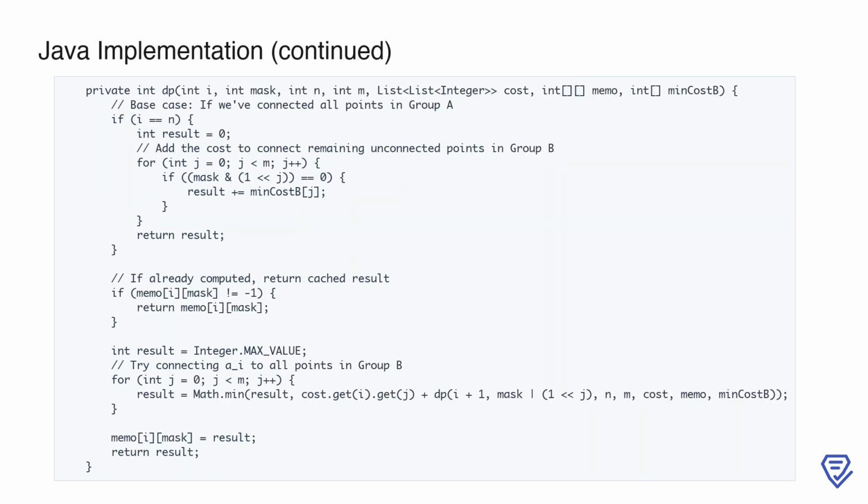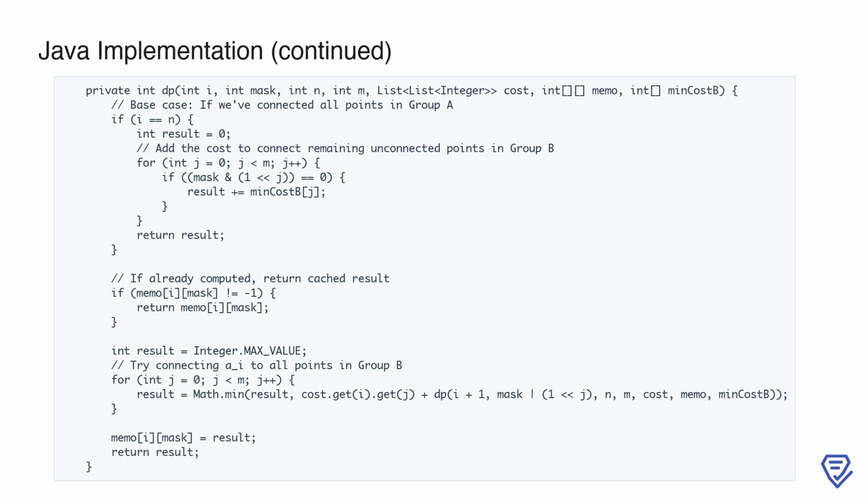Here, we define the dp function, which implements the core of our dynamic programming solution. The function takes several parameters: the current index i in group A, the bit mask representing points in group B that are already connected, the sizes n and m of the two groups, the cost matrix, the memoization table, and the pre-computed min-cost-B array. The base case checks if all points in group A have been processed.